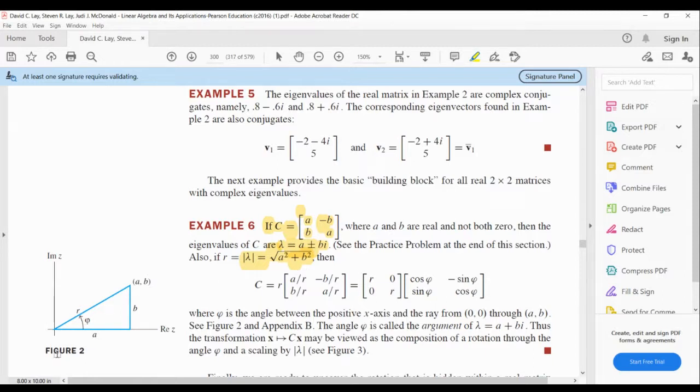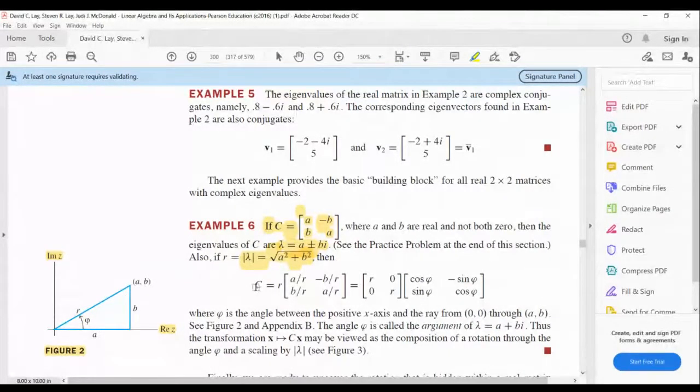Like, here in the picture in figure 2, they plot the coordinate AB, so that's like A plus Bi. You have on the horizontal axis the real numbers, and on the vertical axis the coefficients of the imaginary i part of the complex number. And so r is the square root of A squared plus B squared.